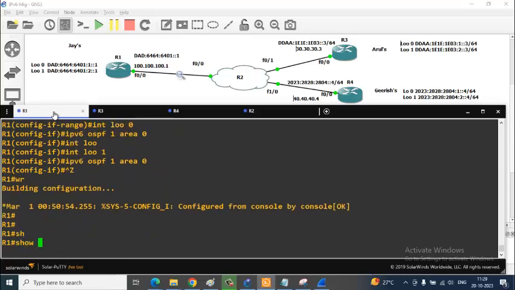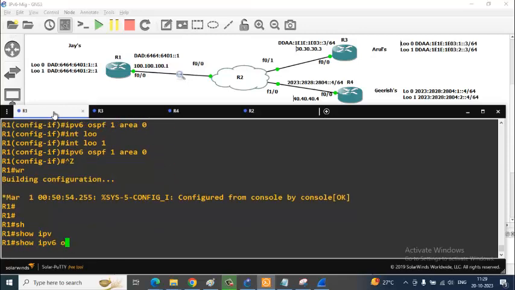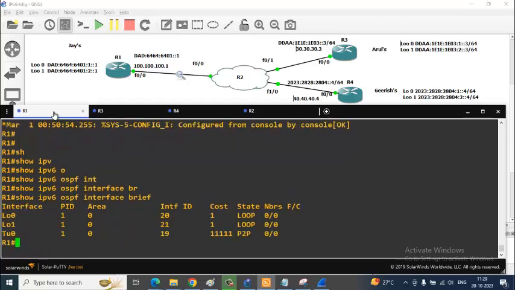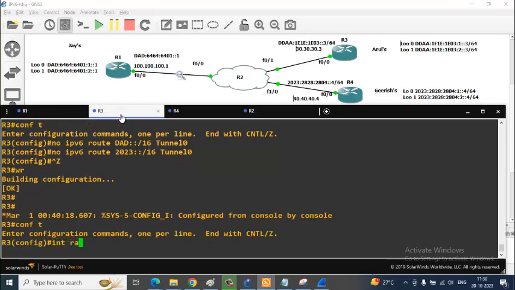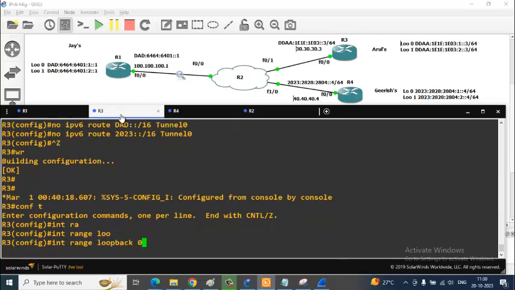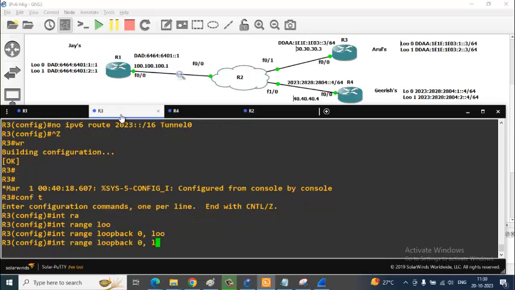Now show IPv6 OSPF interface brief. Alright, OSPF is running. See the tunnel cost. The tunnel cost will be very high because it's a virtual interface. That's okay. Now, likewise, I need to go to R3. Interface range loopback 0. OSPF automatically takes P2P for the tunnel.